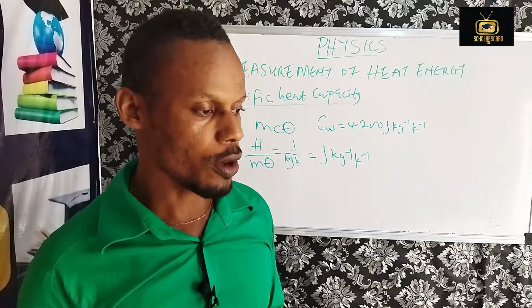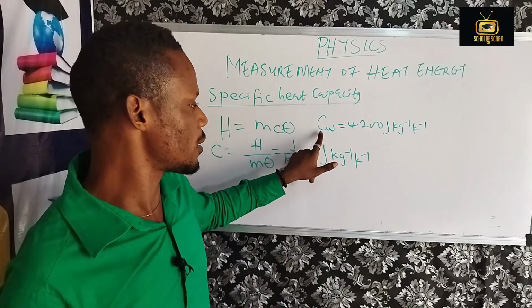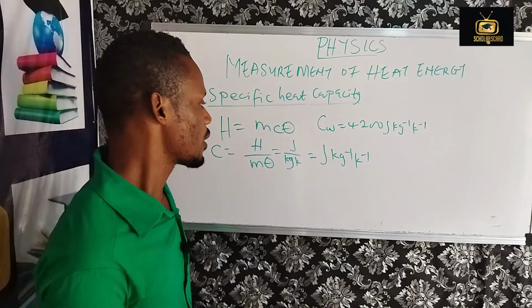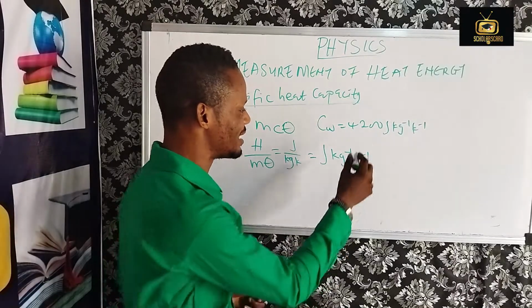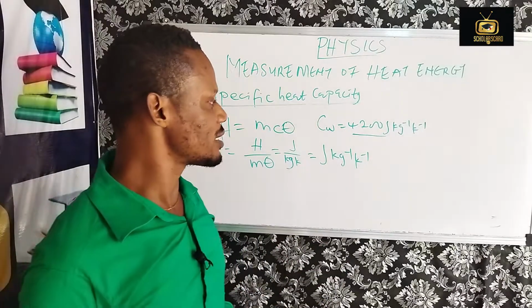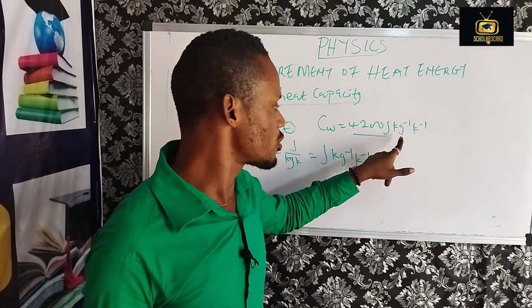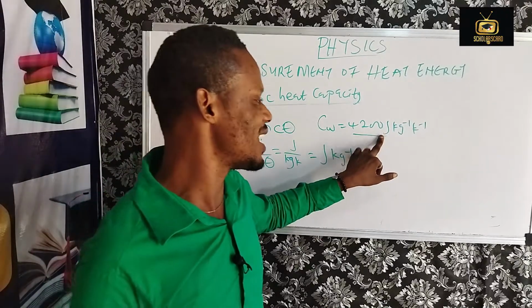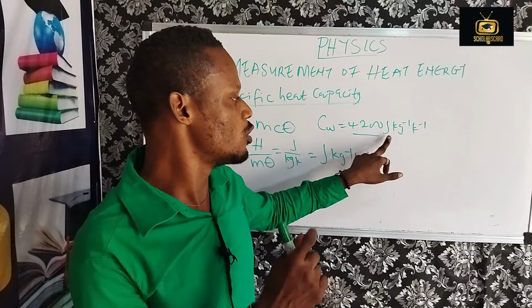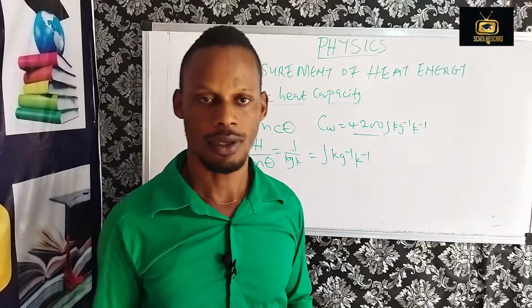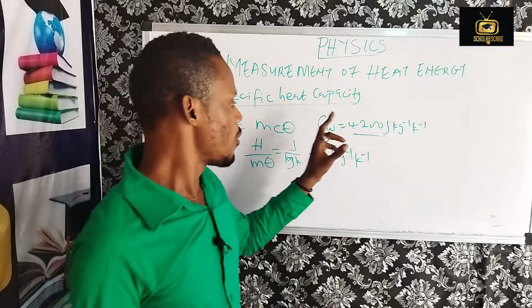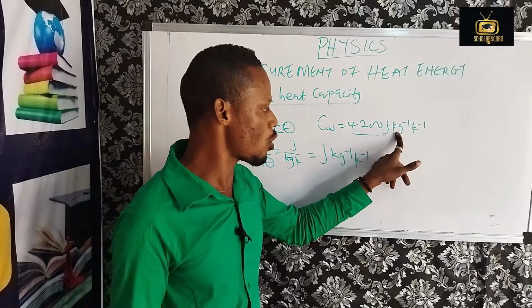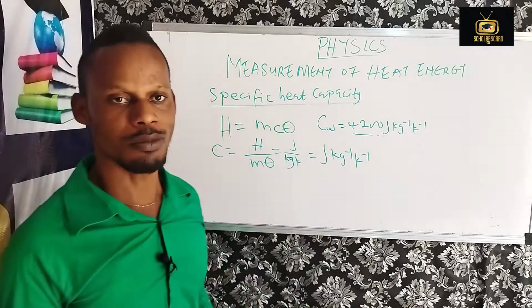Now, you can be asked to explain the statement that the specific capacity of water is 4,200 joules per kilogram per Kelvin. We can say that 4,200 joules of heat energy is required to raise the temperature of a unit mass of water by 1 Kelvin. This is the meaning of this statement. Listen again. It means that 4,200 joules of heat energy is required to raise a unit mass of water by 1 Kelvin. That's the meaning of this statement.